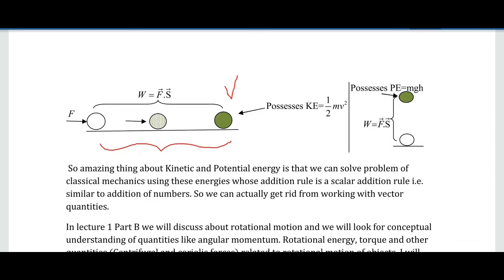So can you tell me how potential energy is a scalar quantity? Because displacement is a vector, g is a vector, so it is actually g dot h. So it becomes a scalar quantity. So everything is scalar here. The work done is scalar, kinetic energy is scalar, and potential energy is scalar.